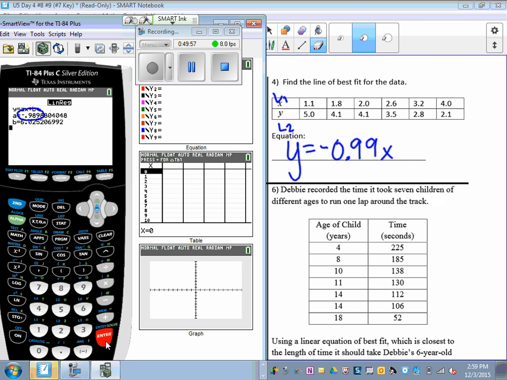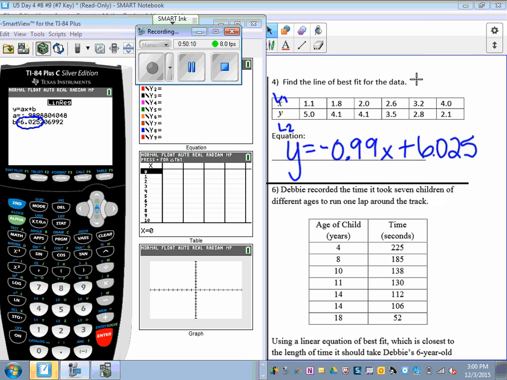Then my b value is 6.0252, so 6.025. Okay, so we have our equation here, and that's all there is to it. Now let's take a look at the next one.